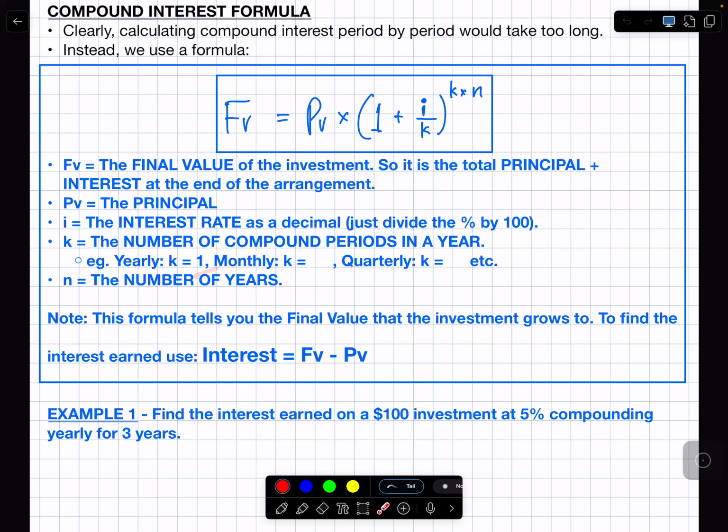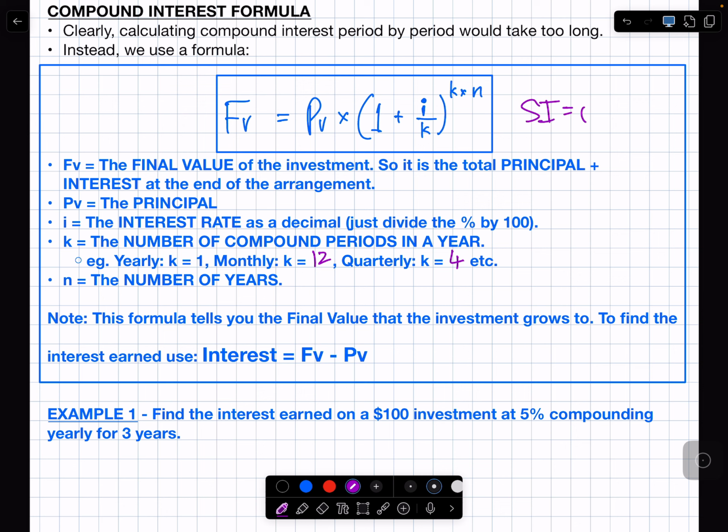So if it was compounding yearly, how many times does a year happen in a year? 1. How many months are there in a year? So K would be 12 in that case. How many quarters are there in a whole? 4, etc. So there is a little bit of thinking that you need to do in the question, if it's compounding interest, to decide what K is. And then lastly, N is the number of years.